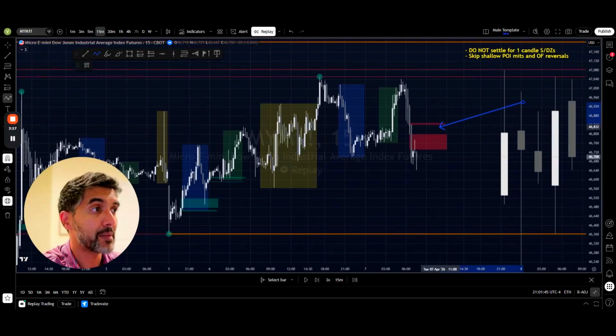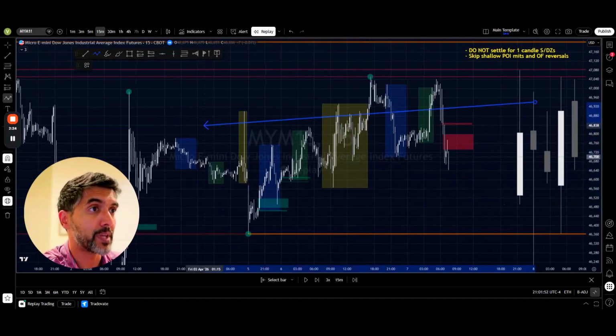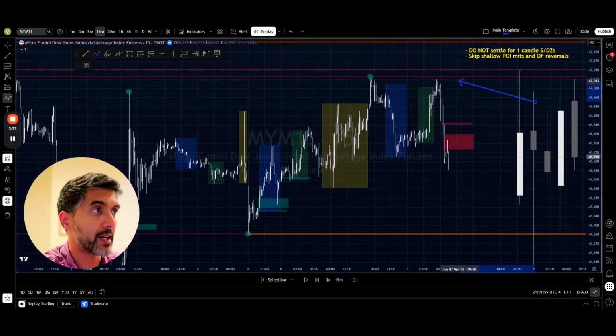So we've turned the clock back to just before New York morning hours, and we're on the 15-minute, and we can see that we are bullish. We have a swing high, swing low, and then a higher high. And so our trading zone is between the swing high and the swing low.